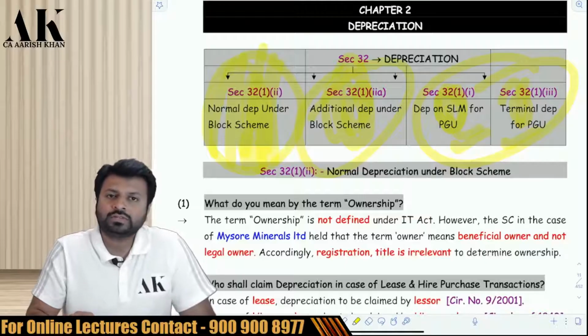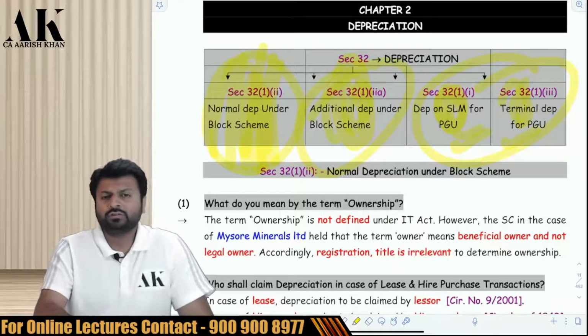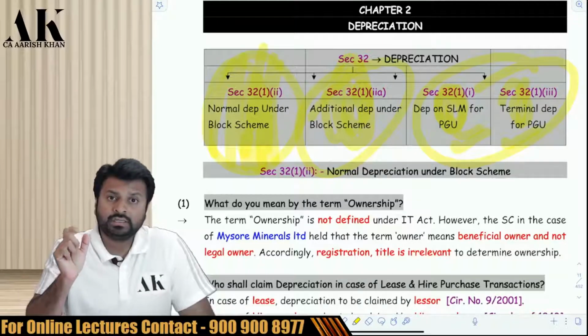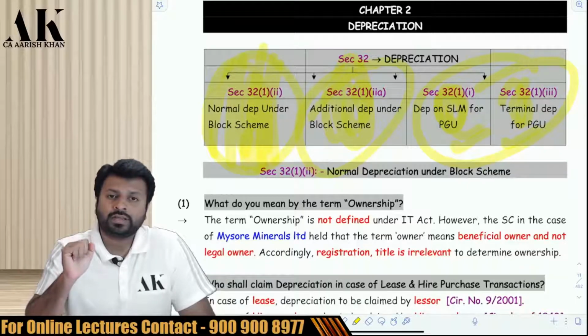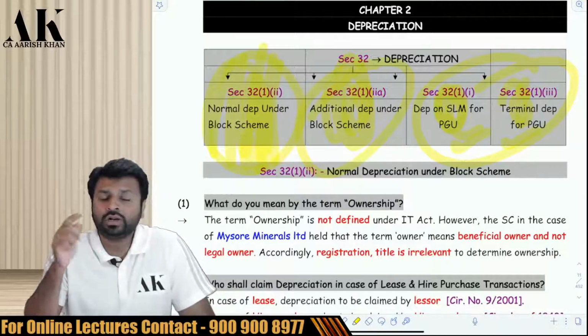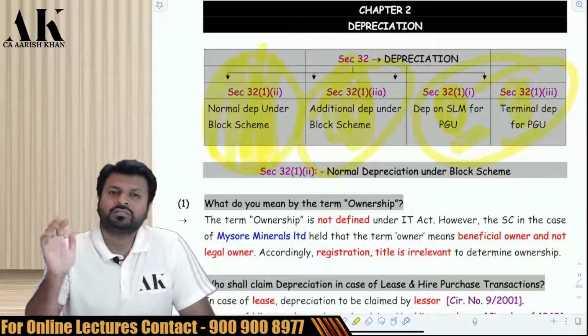Now, section 32(1)(ii) talks about normal depreciation. To claim normal depreciation, you have to fulfill a lot of conditions. One of the first conditions is that you need to be the owner of the asset. The assessee has to be the owner of the asset. Now the question is, is the term owner defined under income tax law? Unfortunately, the term owner, the term ownership, is not defined under income tax law.